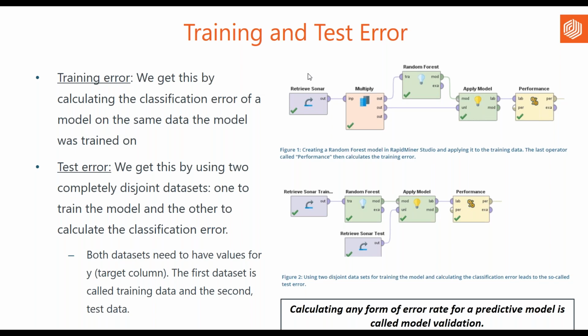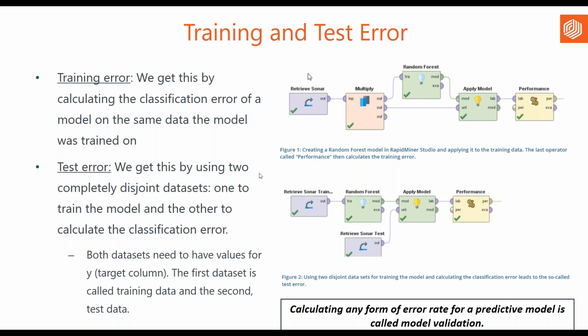All right. You can see on my screen here that if you're calculating the model performance on the same data set that you built your model on, that is called your training error. So you're using one single data set to build your model, or as input to your learner, for example, in this case random forest, and you're applying the model on the same data set and calculating the performance of the model. So this would be your training error, right?